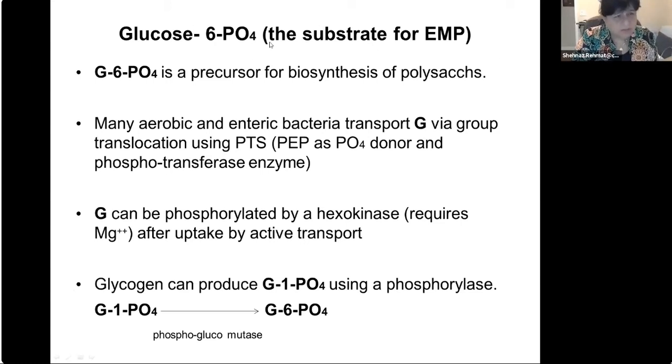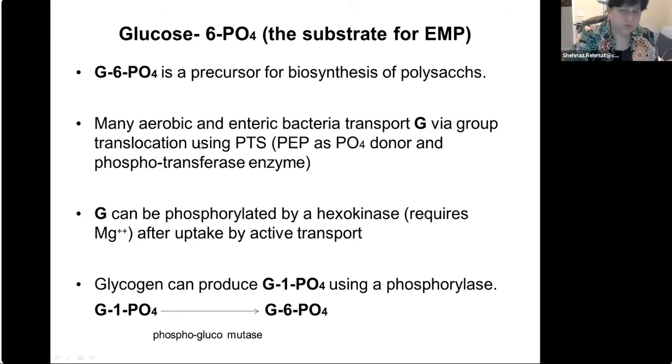What is the main compound that will be used as your substrate for this whole pathway? It's called glucose 6-phosphate. Glucose 6-phosphate can be produced in different ways, and it can be utilized in different ways also. Glucose 6-phosphate can be a substrate for EMP, but it is also a precursor for the biosynthesis of polysaccharides. When we go into the biosynthesis of polysaccharides, you will see glucose 6-phosphate being used as a precursor.